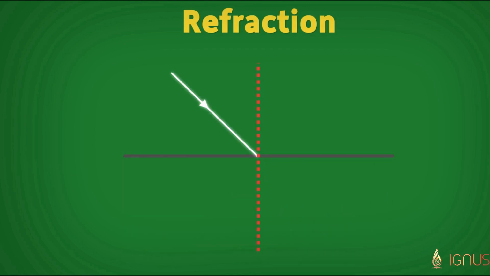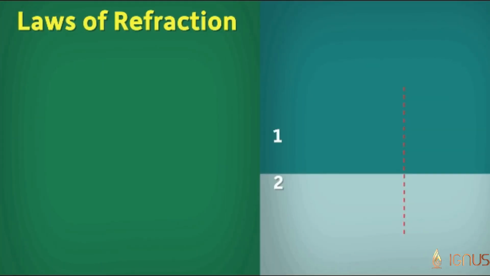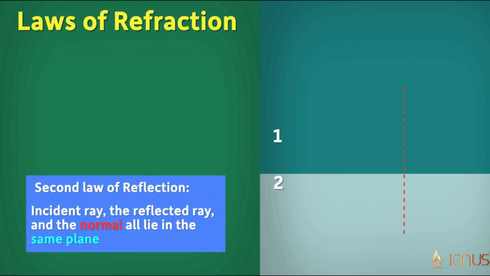Note that if the light is incident perpendicular to the surface, it does not change its direction. There are two laws of refraction. The first one is the same as the second law of reflection.